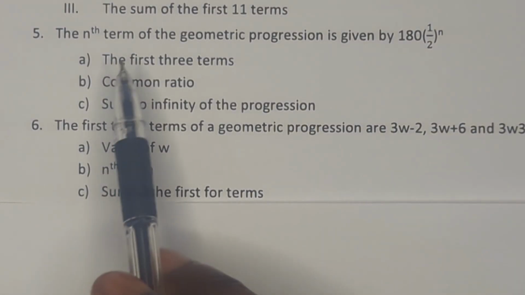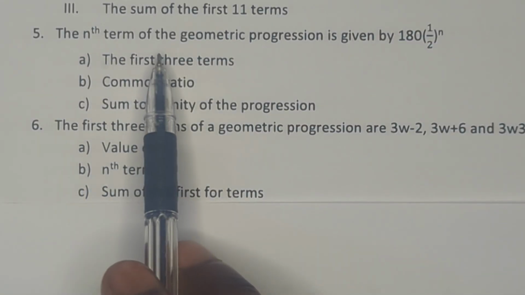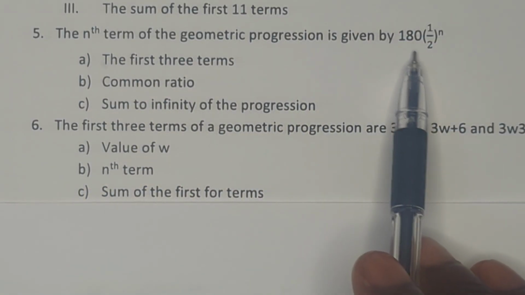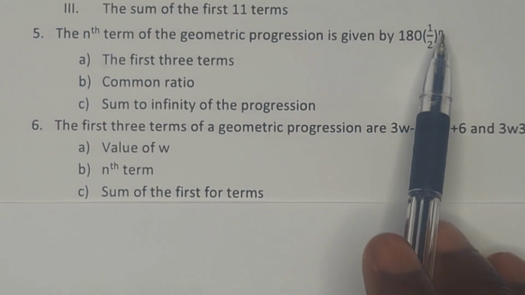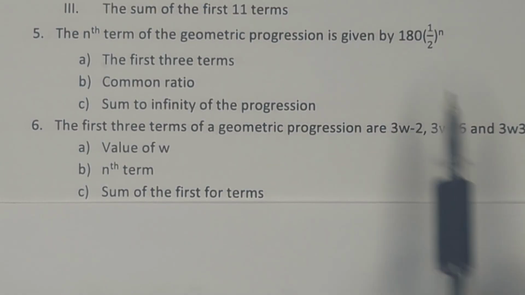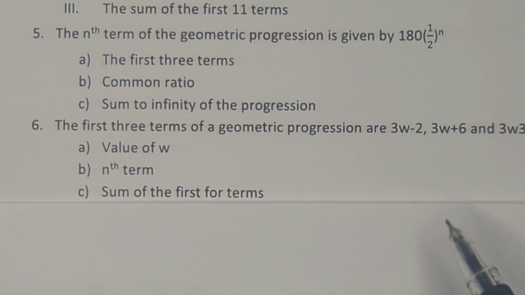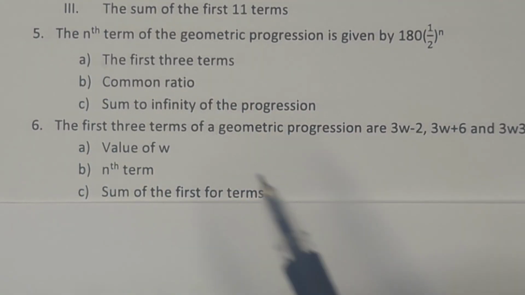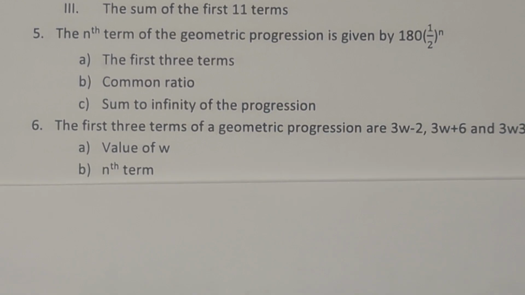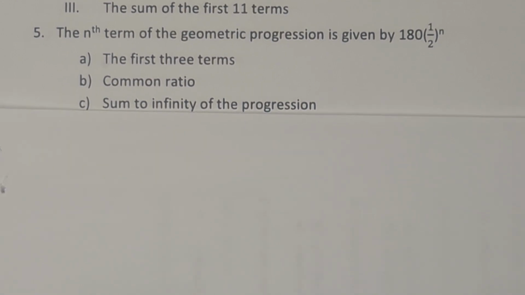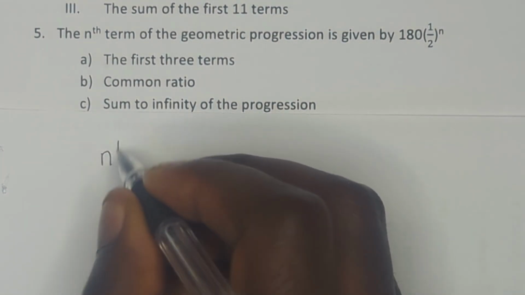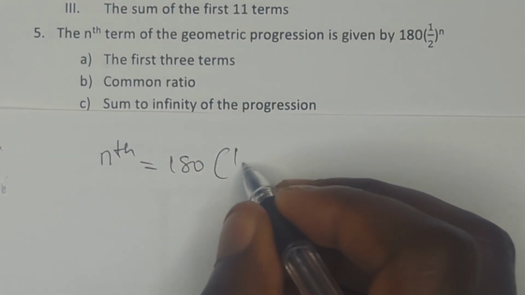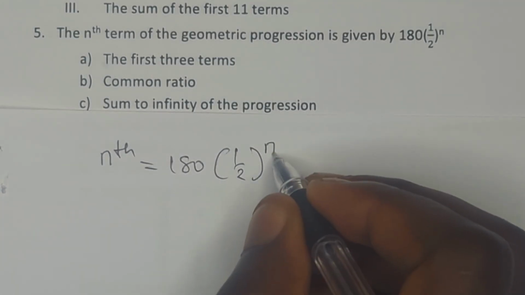So here the statement says the nth term of the geometric progression is given by 180 open bracket half close to the power n. Now question A says find the first three terms. So to find the first three terms, given the nth term, our nth term is given by 180 half to the power n.